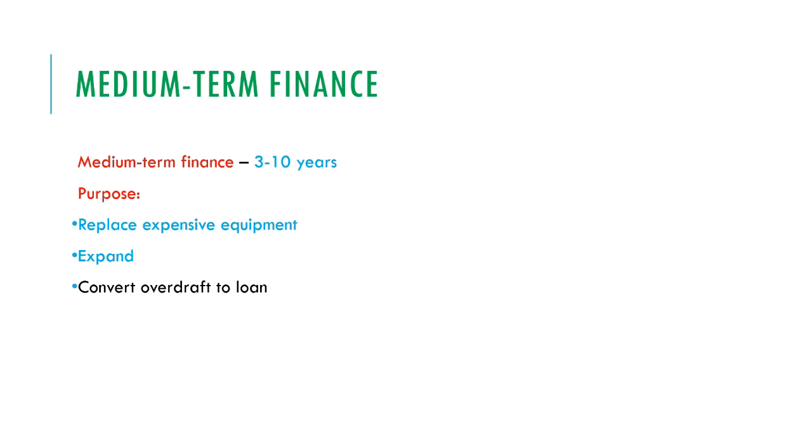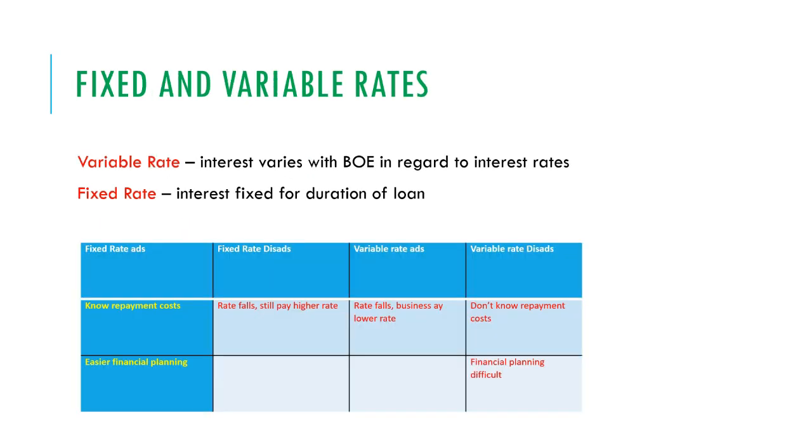Medium-term finance is finance taken over a period of 3 to 10 years, and its purpose is to replace expensive equipment. You can expand or you can convert your overdraft to a loan with this as well. So let's start by going through fixed and variable rates, because this is what's going to come under loans and mortgages in the future. A variable rate is an interest that varies with the Bank of England's interest rates, and a fixed rate is an interest that is fixed for the duration of the loan.